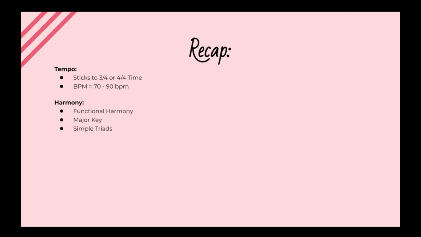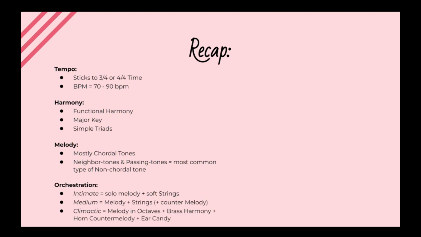So, just to recap, a prototypical love theme will stick to either 3/4 time or 4/4 time, with a slower tempo somewhere between 70 to 90 beats per minute. The harmony will pretty much stick to simple triads and functional harmony within a major key. Melodies will stick mostly to chordal tones, with only a few neighbor tones and passing tones being used to add a little personality. Finally, intimate arrangements will stick to a solo instrument on melody and soft strings on harmony. Medium-sized arrangements will either replace or double the solo instrument with the first violins or cello, and can possibly include a countermelody as well. And climactic arrangements place the melody in octaves within the string section, use the brass and contrabass to support the harmony and bass line, and horns on countermelody and woodwinds on ear candy.